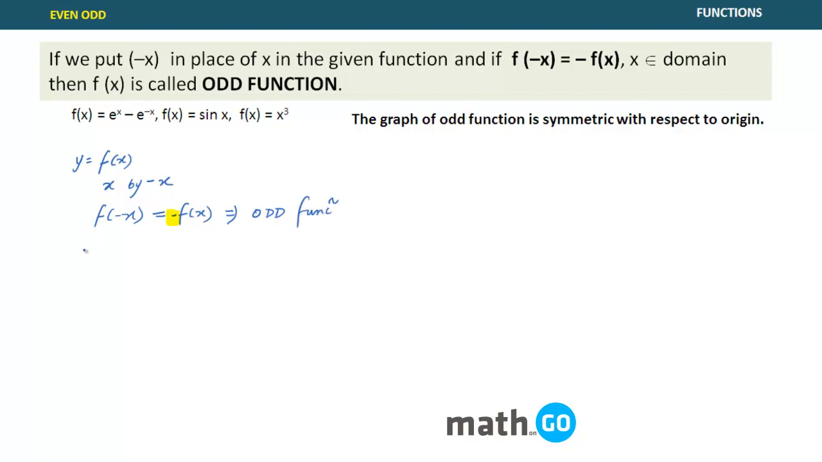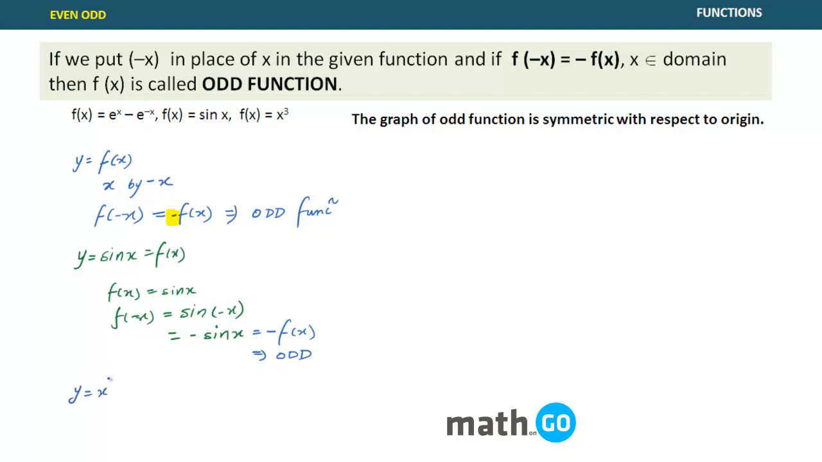So the most important function that you can remember for this definition is the sin x graph, y equal to sin x. So let's say this is the f(x) graph. If f(x) is equal to sin x, what will be f(-x)? It will be sin(-x), and the minus in the sine can be taken outside, so this becomes minus sin x, which is nothing but minus of f(x), which is the condition, so this implies this is an odd function.